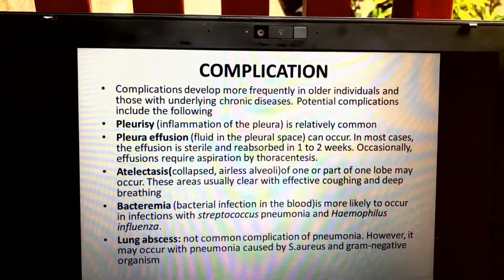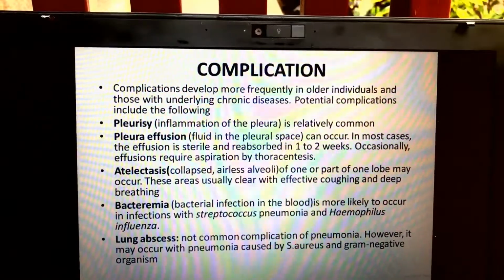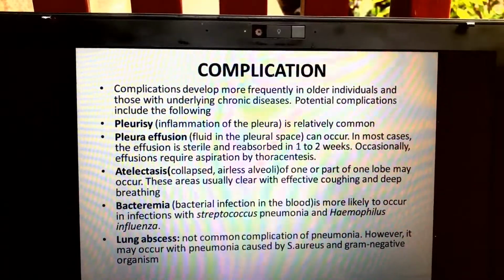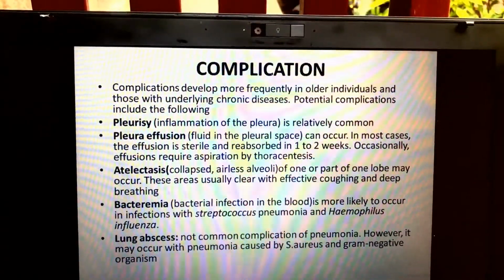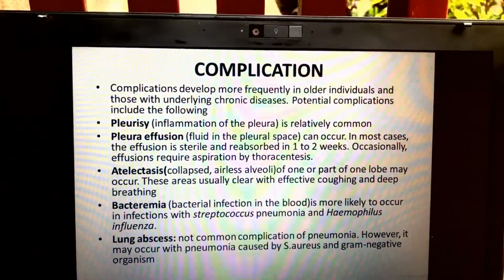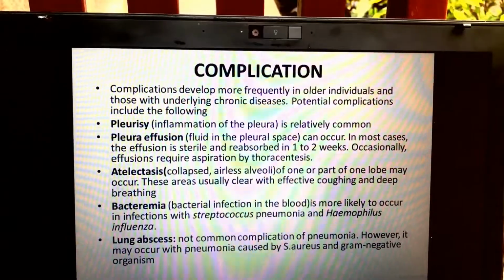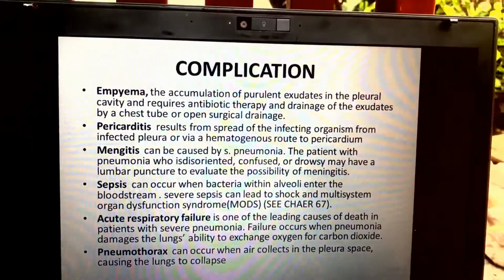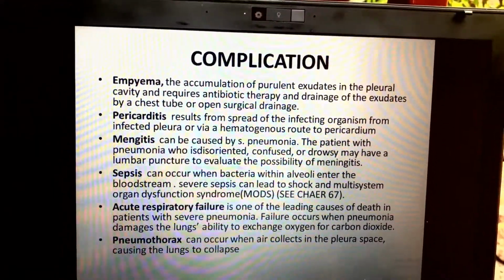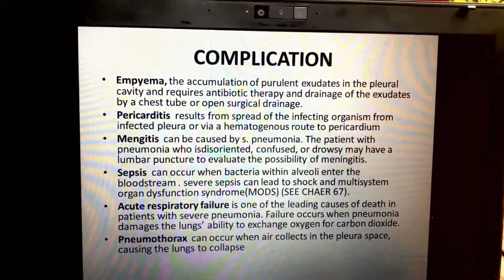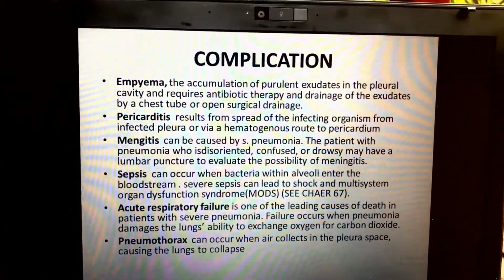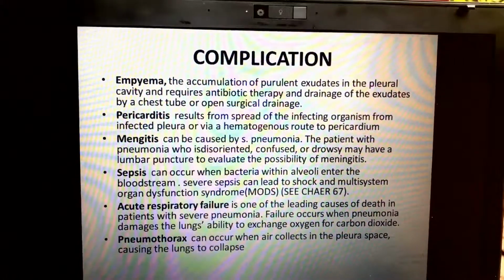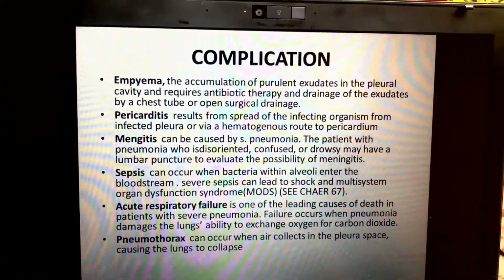Bacteremia. Bacterial infection in the blood is more likely to occur in infections with Streptococcus pneumoniae and Haemophilus influenzae. Lung abscess is not a common complication of pneumonia. However, it may occur with pneumonia caused by Staphylococcus aureus and gram-negative organisms. Also, the complications may include empyema. This is an accumulation of purulent exudate in the pleural cavity and requires antibiotic therapy and drainage of the exudate by a chest tube or open surgical drainage.